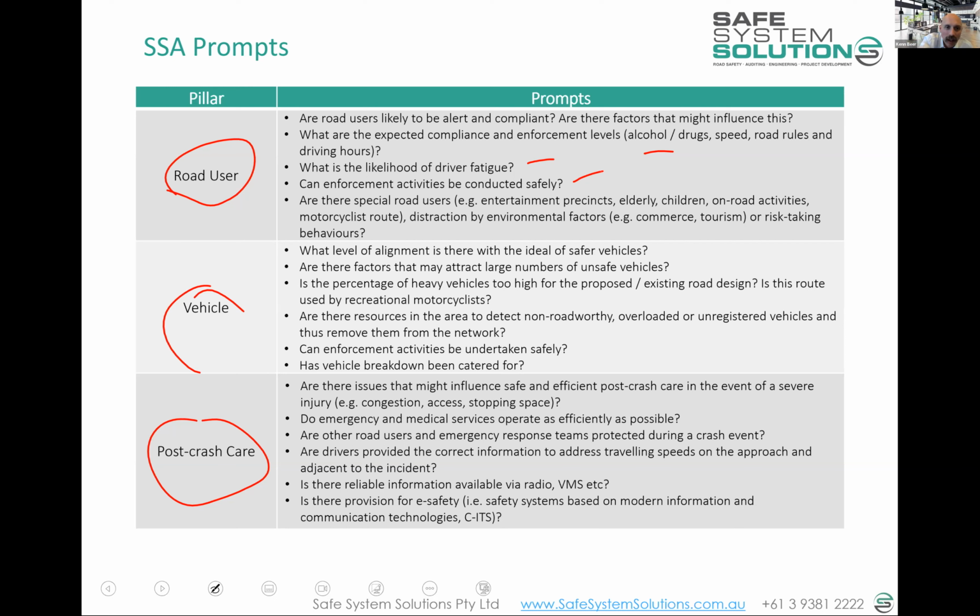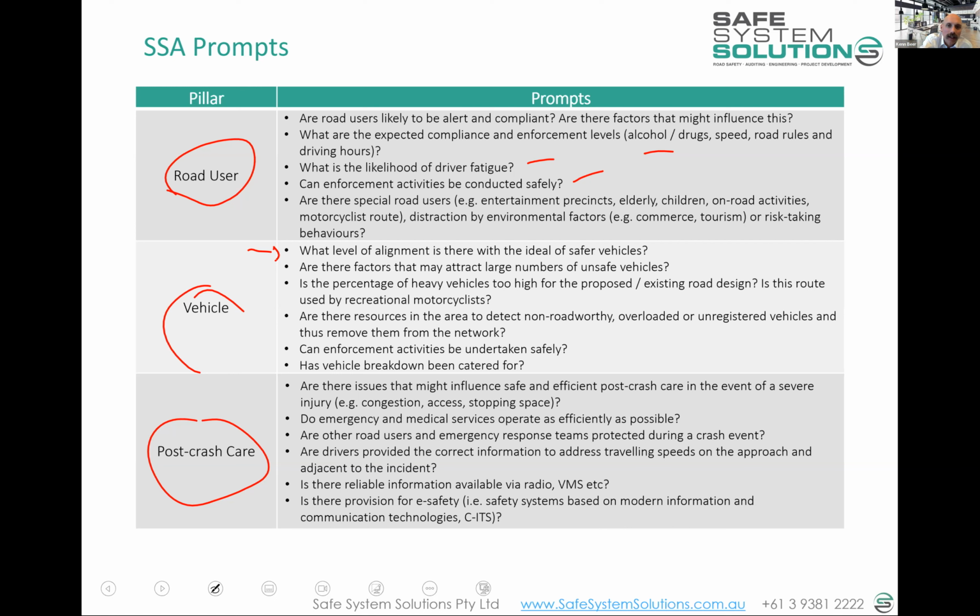Vehicles. This question is a head scratcher often, because what level of alignment is there with the ideals of safer vehicles? You sort of go, what? They're building road upgrades. What does that even mean? The reason that's in there is because this assessment methodology is very versatile, and you can actually go to a mine site and do a safe system assessment, and you'd look at the vehicles as well. And that's what they're trying to do, or a remote community or something like that.